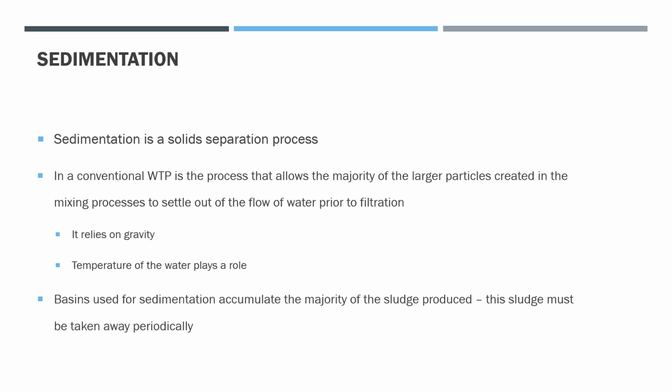Sedimentation relies on gravity, and of course temperature is going to play a role. The colder the water is, the harder it is to settle the water out. So we also have to realize that basins are going to accumulate the majority of the sludge that we produce. Most of the particles are going to be taken out here, so that sludge of course has to be taken away periodically.